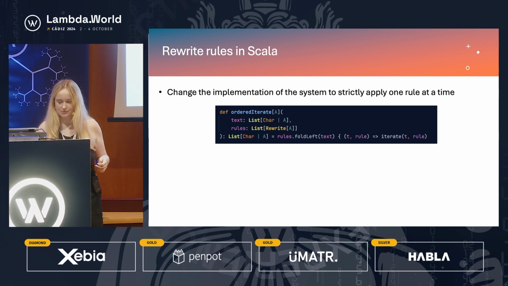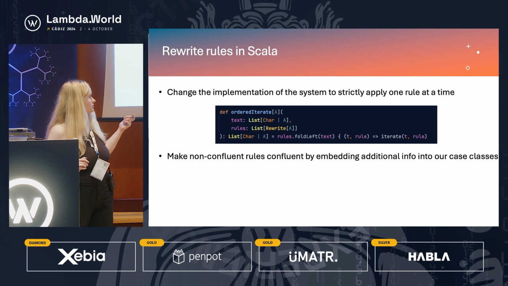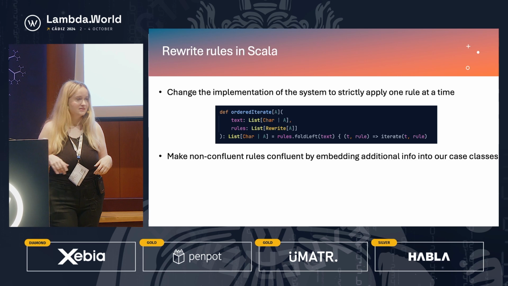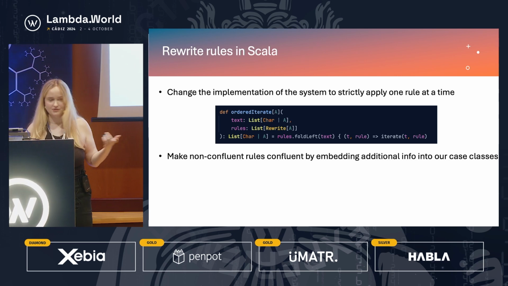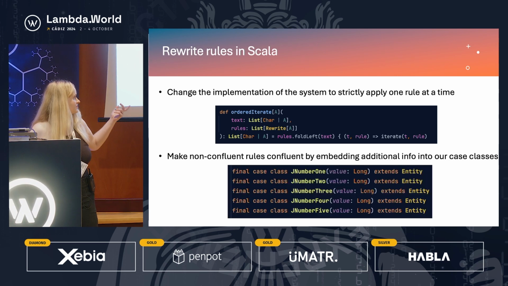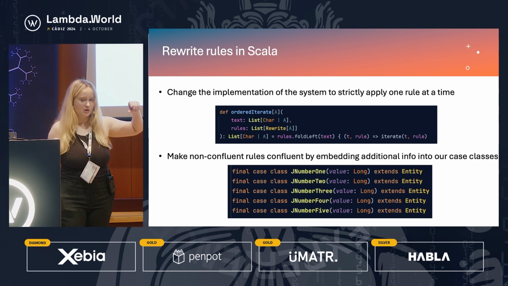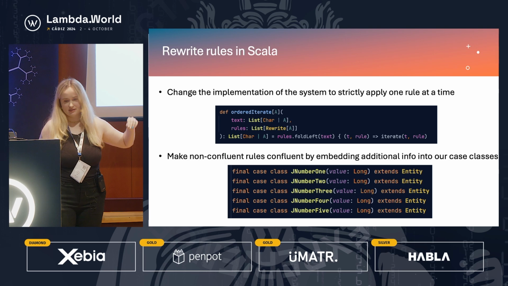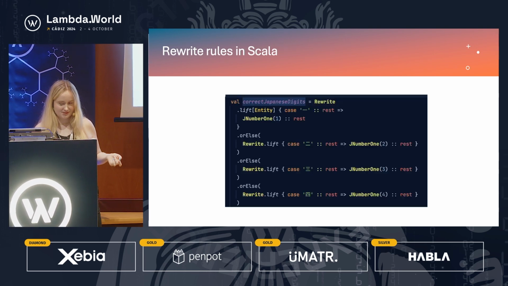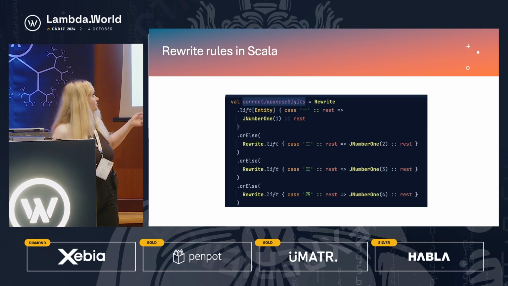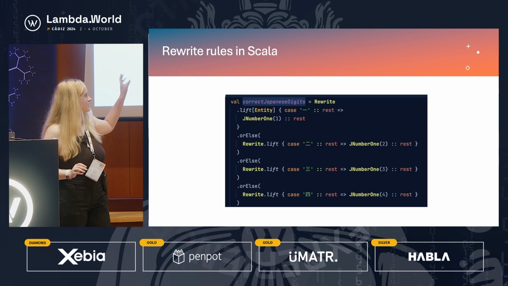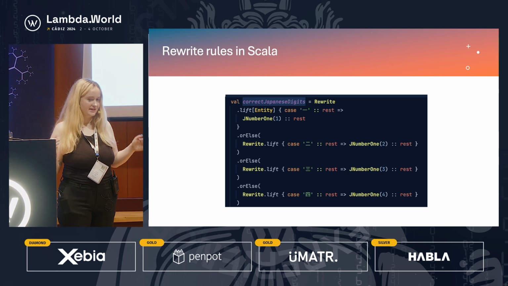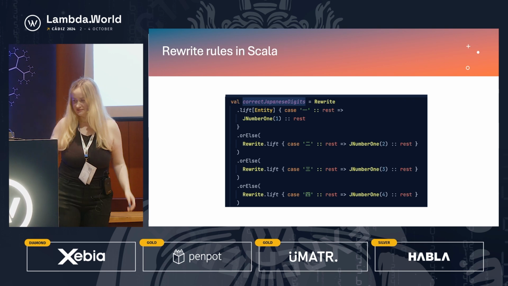The second approach would be to actually make the non-confluent rules confluent. Generally, you can do this by embedding extra information into the rules. So instead of just using the case class number, I'm going to use various case classes that express what stage we are in the calculation. So let's return to our rules. When we start off with the digits, we're not going to convert them into number; we're going to convert them into number 1. This represents that we're at the first stage of our calculation.